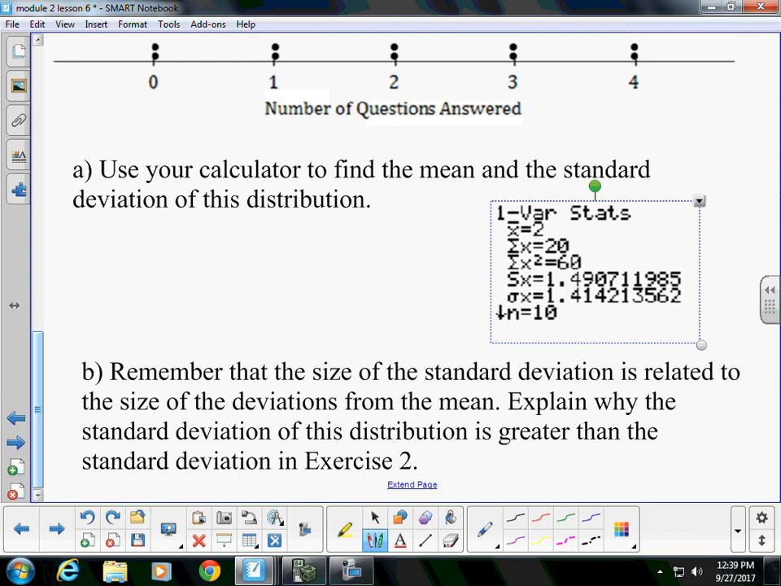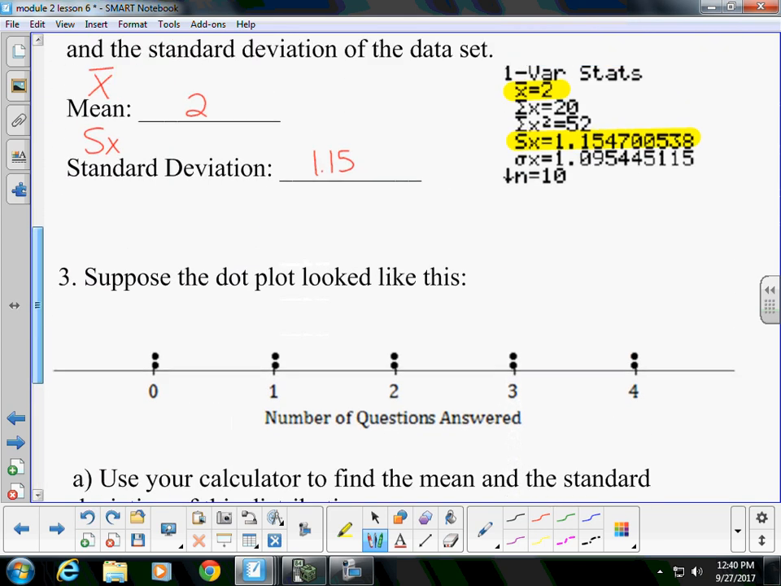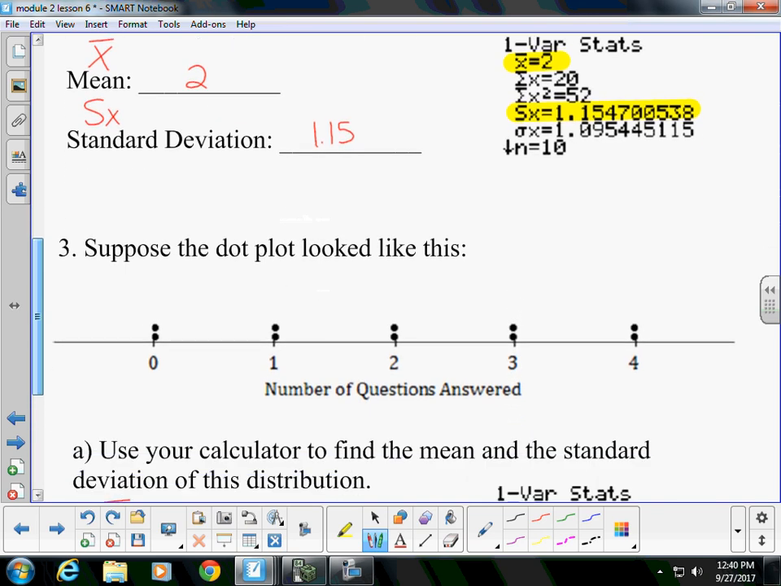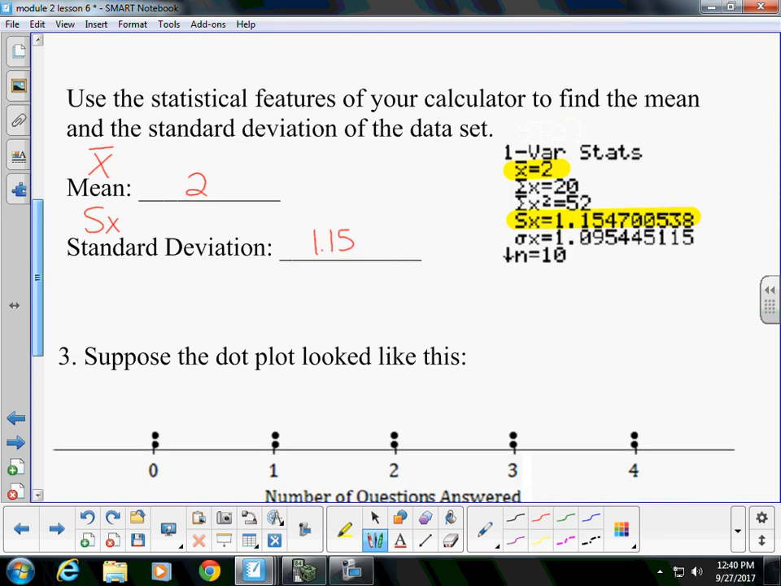Okay, so the standard deviation in this case, oops, wrong one. This one came out to 1.45. Oh, hang on. Our mean came out to 2, and our standard deviation came out to 1.49. So the standard deviation in this one is 1.49 versus the last one was 1.15.